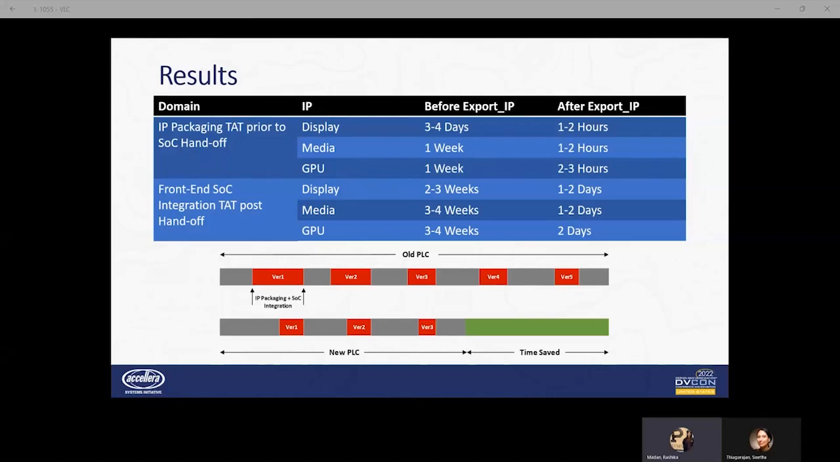This also allowed the graphics IP to auto-integrate into their SoC die through a continuous integration framework and observe a 50% headcount reduction from the integration team.